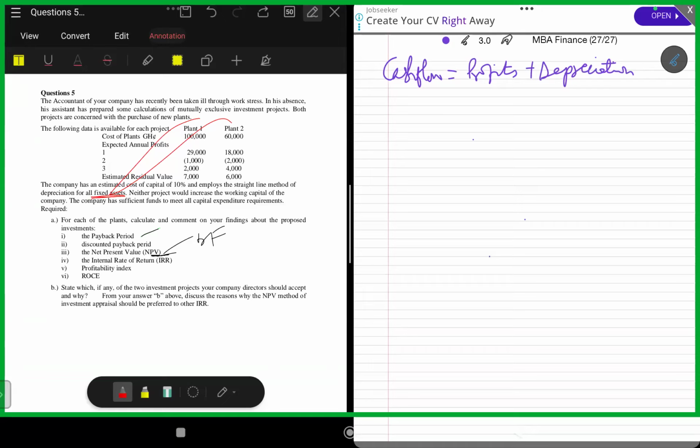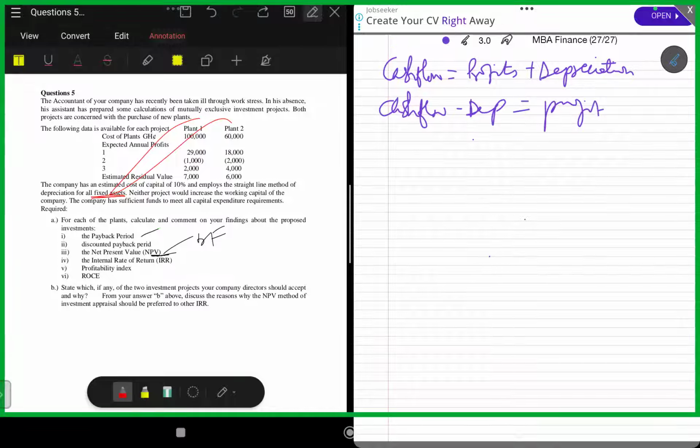Why? If the question has given us the annual profits and we want to find cash flow, let's make profit the subject in this equation. It means cash flow minus depreciation equals the profit. Do you get it?